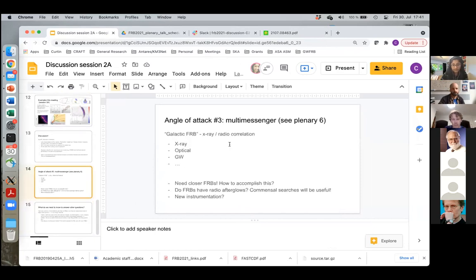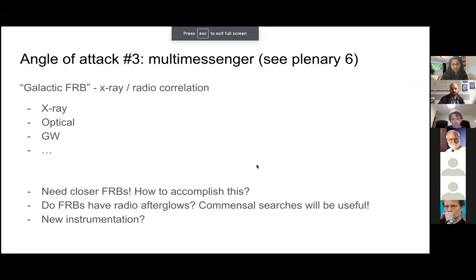So I'm going to talk about these very, very basic points, which is, so far it looks like multi-messenger people are looking at X-ray, optical, gravitational wave, and other wavelengths, right? And clearly this is another way of looking at the origin of things. We saw, from the soft gamma repeater, the galactic one, that the X-ray radio correlation definitely told us something there.